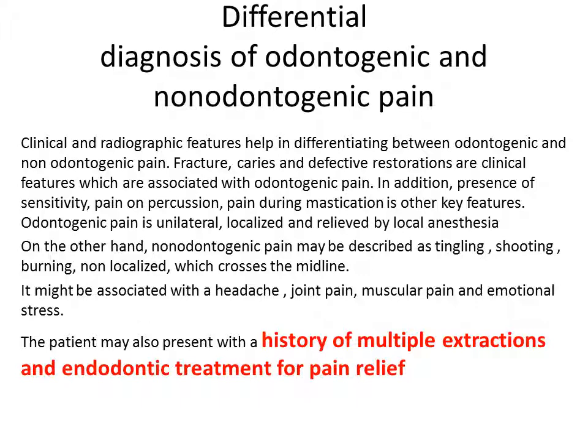With most non-odontogenic pain, the patient can come to you telling you that he is feeling some tingling sensation, shooting, burning, non-localized pain that crosses the midline, maybe joint pain, maybe muscular pain, maybe emotional stress. So take a history from the patient first, then check the history of multiple extractions in the same region and some endodontic treatment. Maybe the patient sought such things to get rid of the pain.